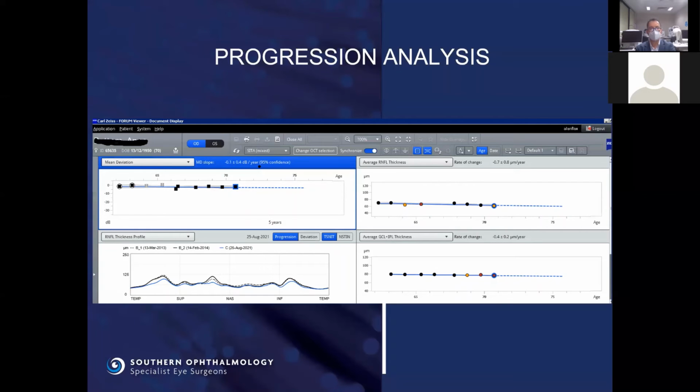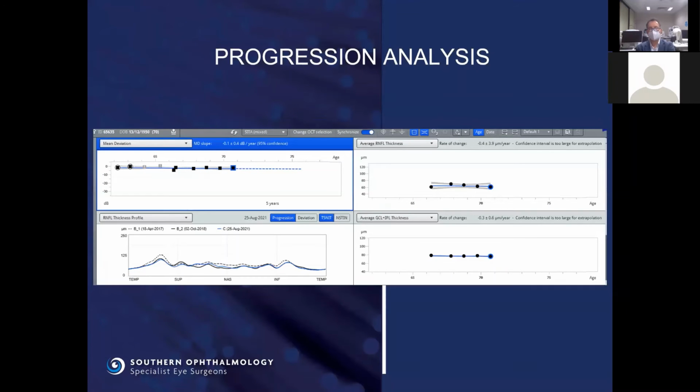When looking at progression, it's useful to use one of the available software packages. This particular printout is from the glaucoma workplace, where there's actually progression analysis on the mean deviation, on the average retinal nerve fiber layer thickness, and this particular software assesses the ganglion cell complex as the ganglion cell layer and the inner plexiform thickness. What you may or may not be able to see here, but there is a suggestion that there is progressive retinal nerve fiber layer and ganglion cell layer loss in this patient.